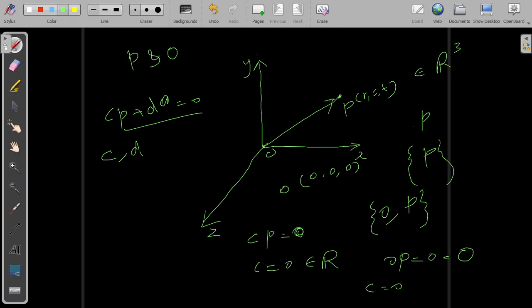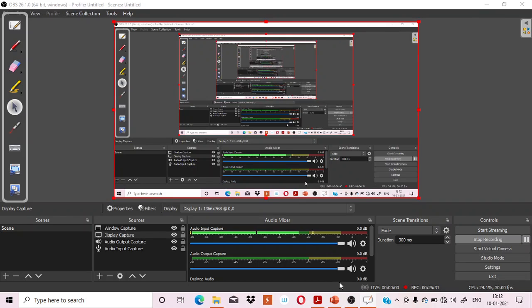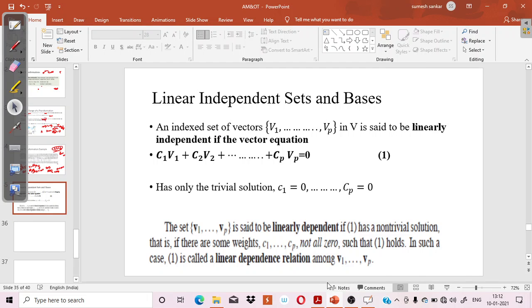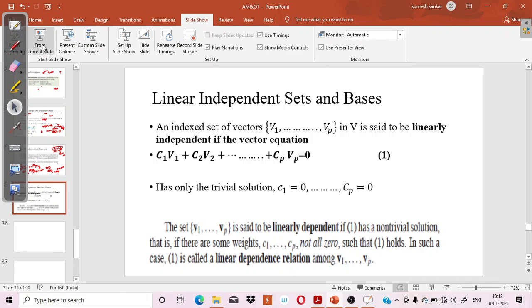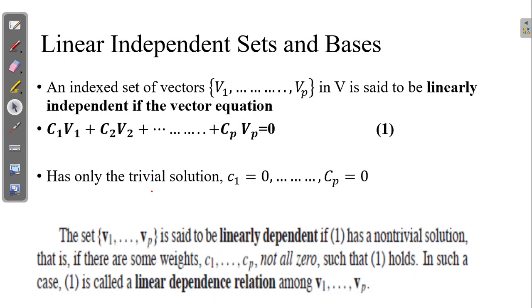The solution of this equation is C, D equal to 0. That means it is the trivial solution. So as per the definition, we have the 0 vector as well as the P vector in R3 being linearly independent.